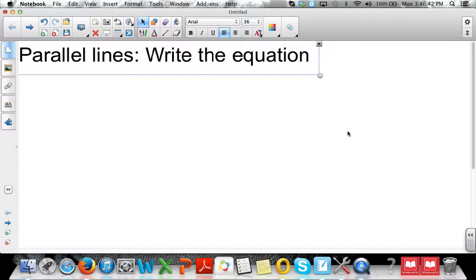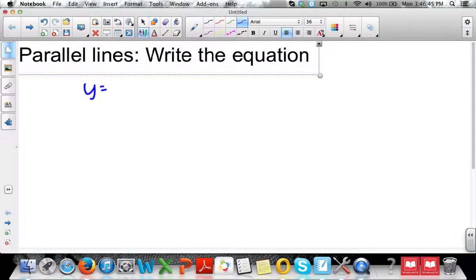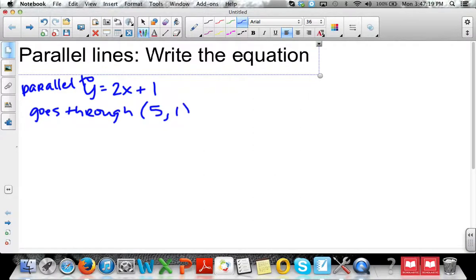So, let me just have an example equation. We'll say y equals 2x plus 1. So the slope here is 2, so that means that any line that is parallel to this one has to have a slope of 2. That's the only way it's going to be parallel. Then it's also going to specify, write an equation that is parallel to that equation and goes through some coordinate point. I'll just pick one, (5, 1). It will specify for you.